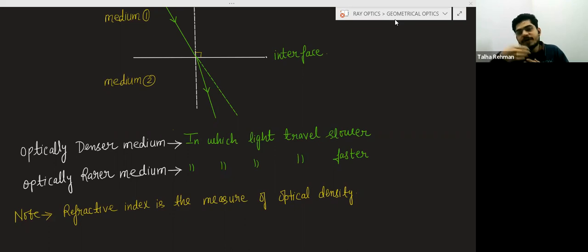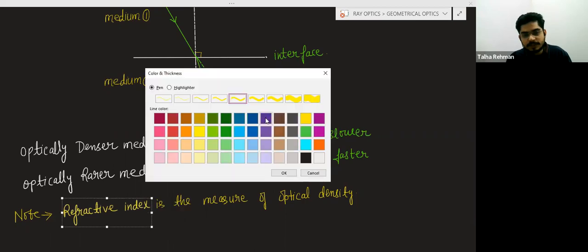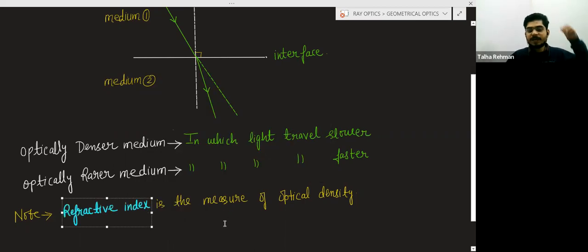And how do we find that optical density is greater? So there is a term refractive index. So this refractive index will decide the optical density. So refractive index will be the measure of optical density. So we will study the refractive index.